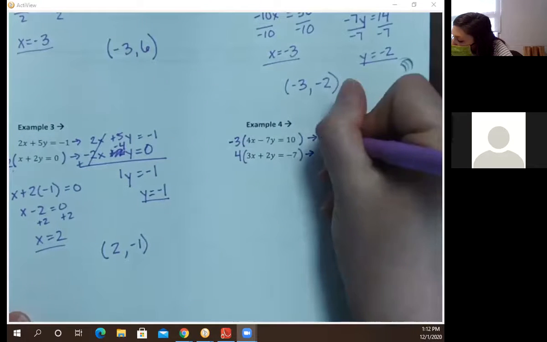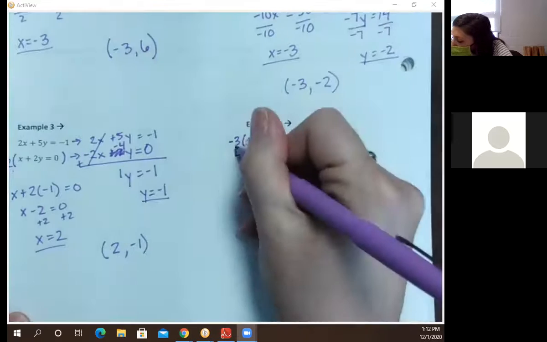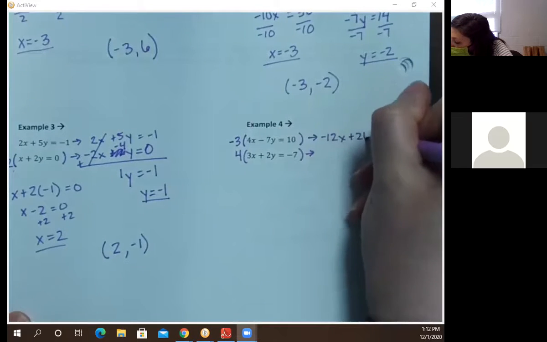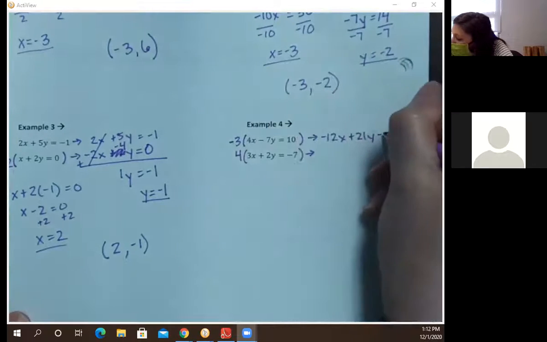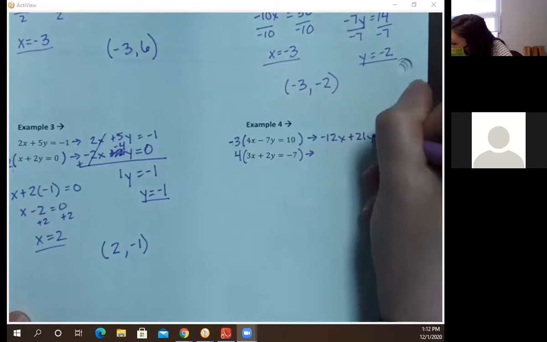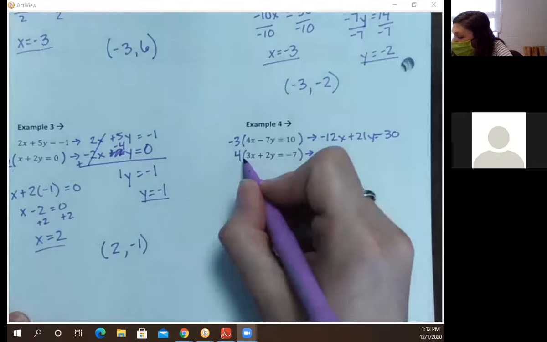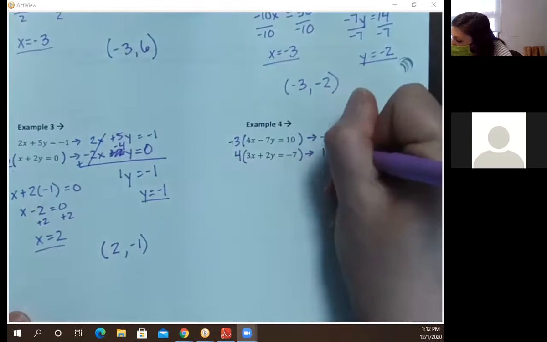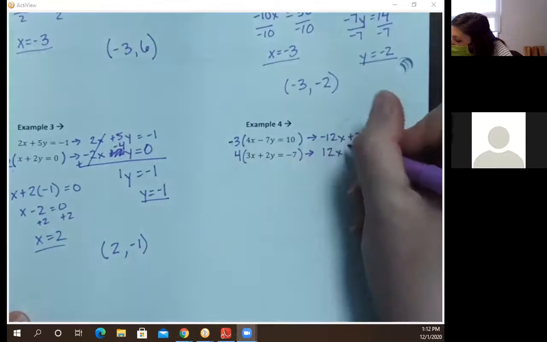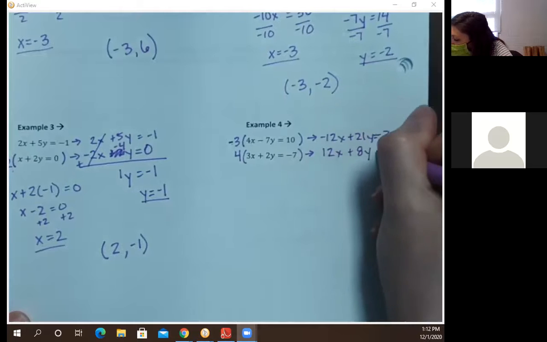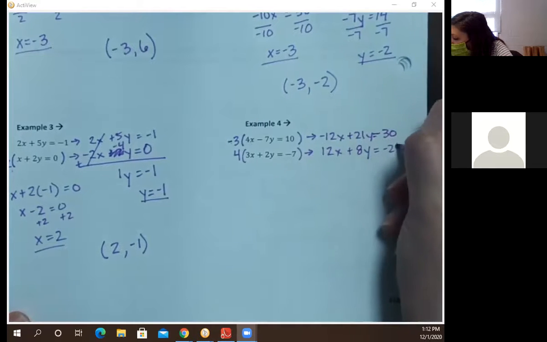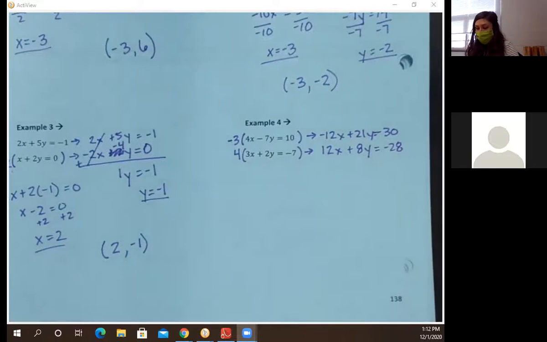Negative 3 times 4x would give me negative 12x plus 21y equals negative 30. For our bottom equation, 4 times 3x would be 12x plus 8y equals negative 28. Now our x's have opposite coefficients, so we can go ahead and add these equations together.